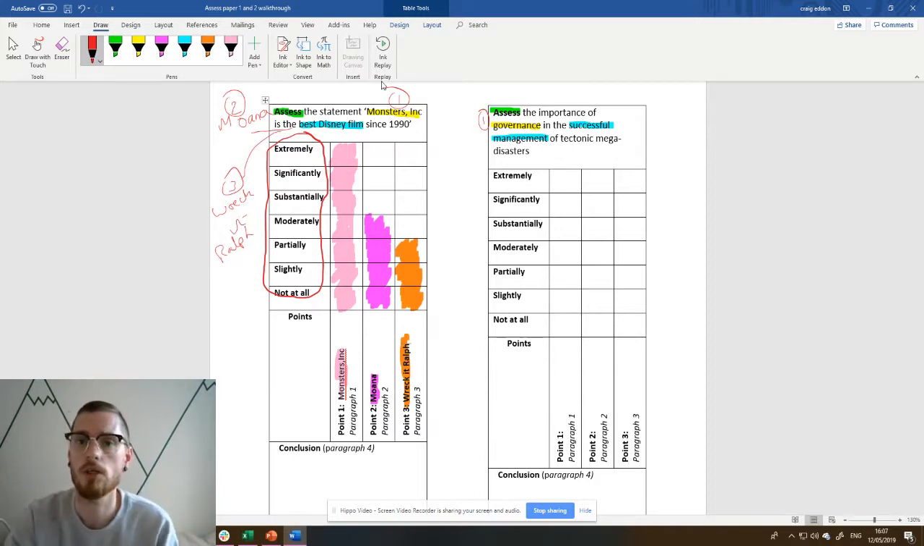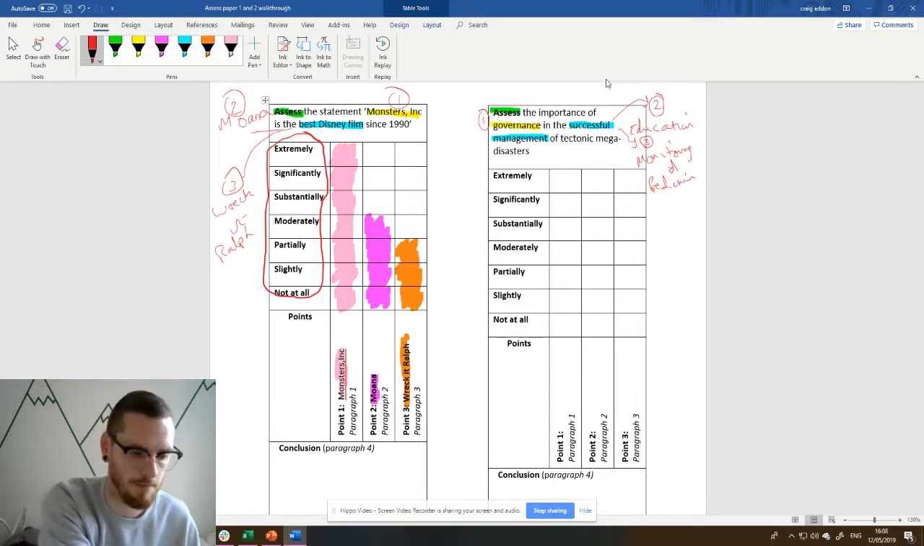2 more. Okay, so I know as a geographer that governance is one factor that might influence how successful a country is at managing a tectonic mega disaster like an earthquake, tsunami as a result of volcanic eruption, which can also cause a tsunami. But anyway, so what else could I do? 2 other factors. My second factor that I'm going to use is education. And let's go for monitoring and prediction.